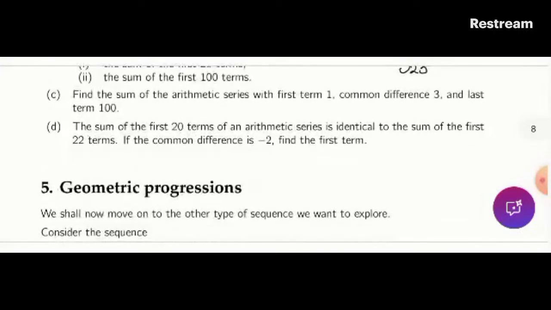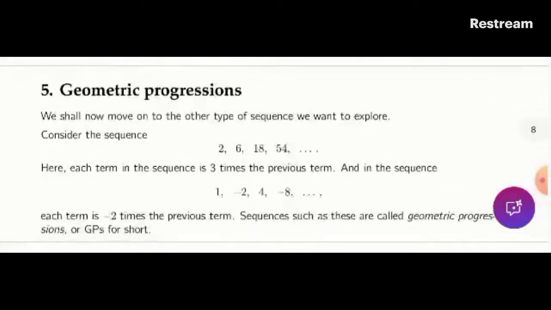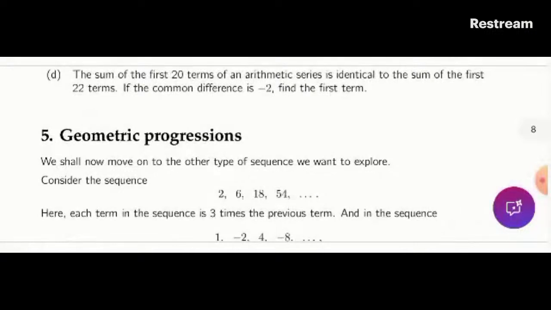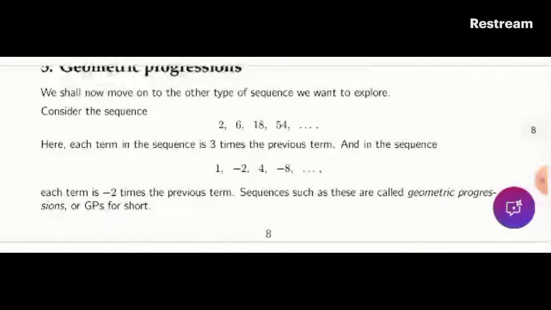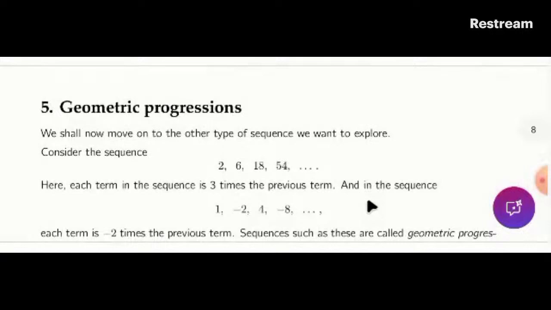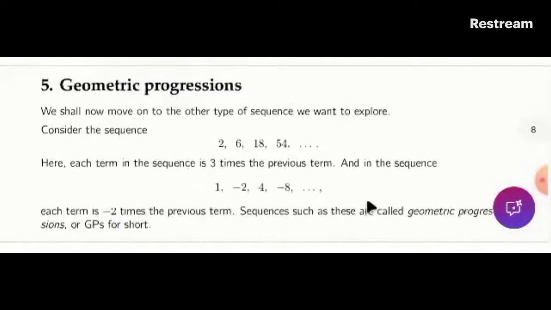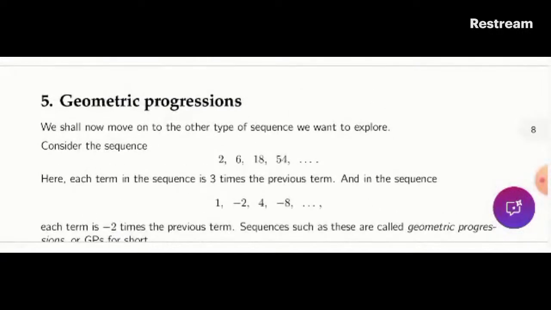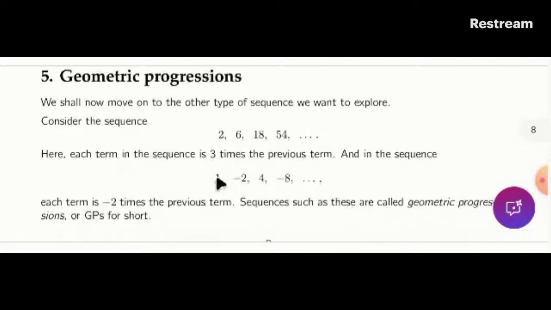Now quickly, in this same video, let's talk about AP. Let's talk about GP, which is the next subtopic in progression when you're talking about sequence and series. Now, what is a GP? The difference between the GP and the AP is that in the AP you are adding. In GP you'll be multiplying. We shall now move on to the next type of sequence that we want to employ and explore.